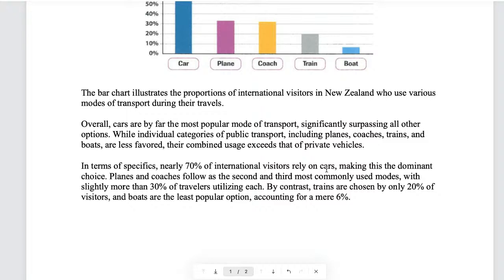So why individual categories of public transport, including planes? You see, when you want to list something, you use the word including. See that? Including planes, coaches, trams, and both, comma, are less favored. That means that not so many people like it, or not so many people use them, comma, their combined usage. Their combined usage.